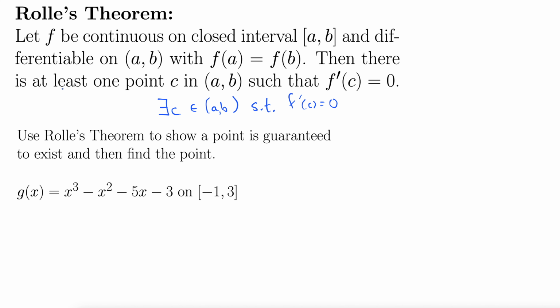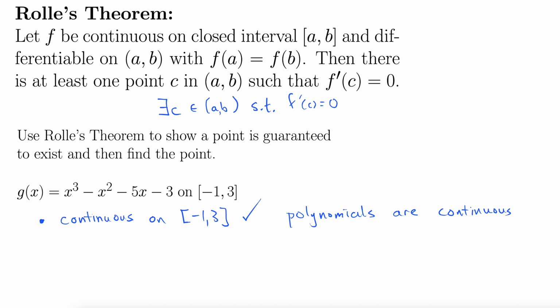Okay, so is it continuous on that closed interval negative 1 to 3? Well, yes, it is. Check, because it's a polynomial, and we know that polynomials are continuous. Next we ask, is it differentiable on the open interval negative 1 to 3? Well, check. Again, because it's a polynomial, the only way that this thing could not be differentiable is if it had a corner or an asymptote. Polynomials have no corners and no asymptotes. They're nice and smooth. So yes, this function is differentiable.